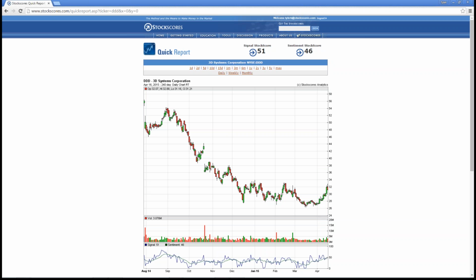DDD. It's stabilizing, that's a positive, but I don't see a reason to buy it just yet. I think I would call it a neutral right now.